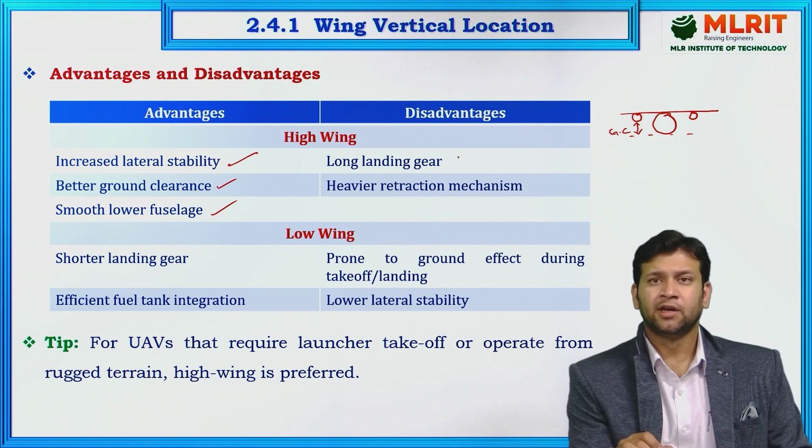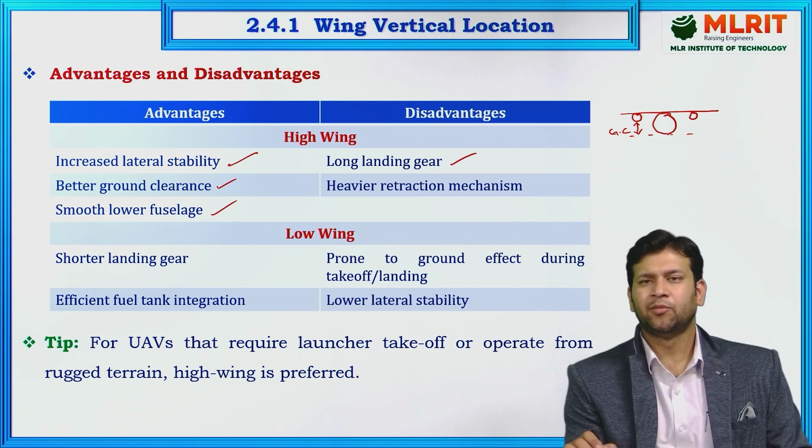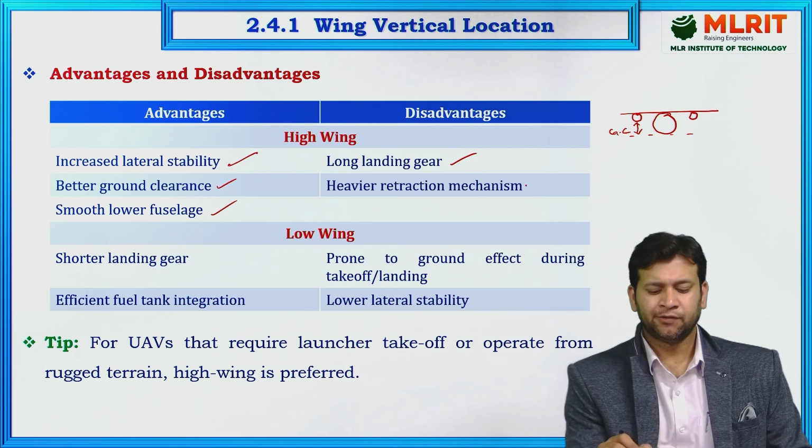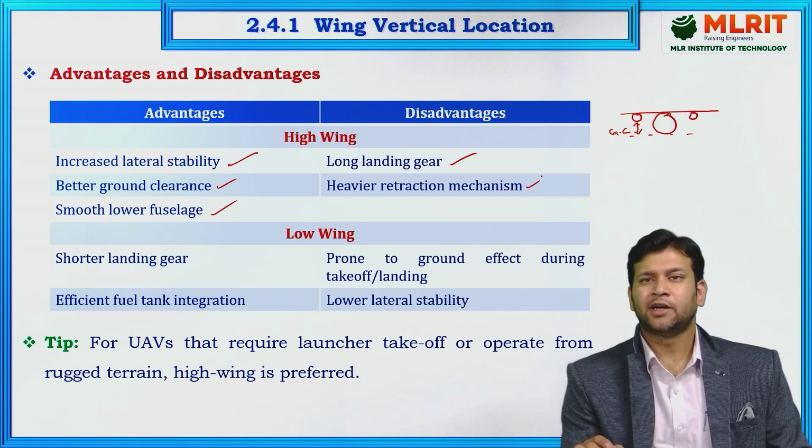A disadvantage of having a high wing structure is long landing gear. This landing gear will be very long and it will have a heavier retraction mechanism.